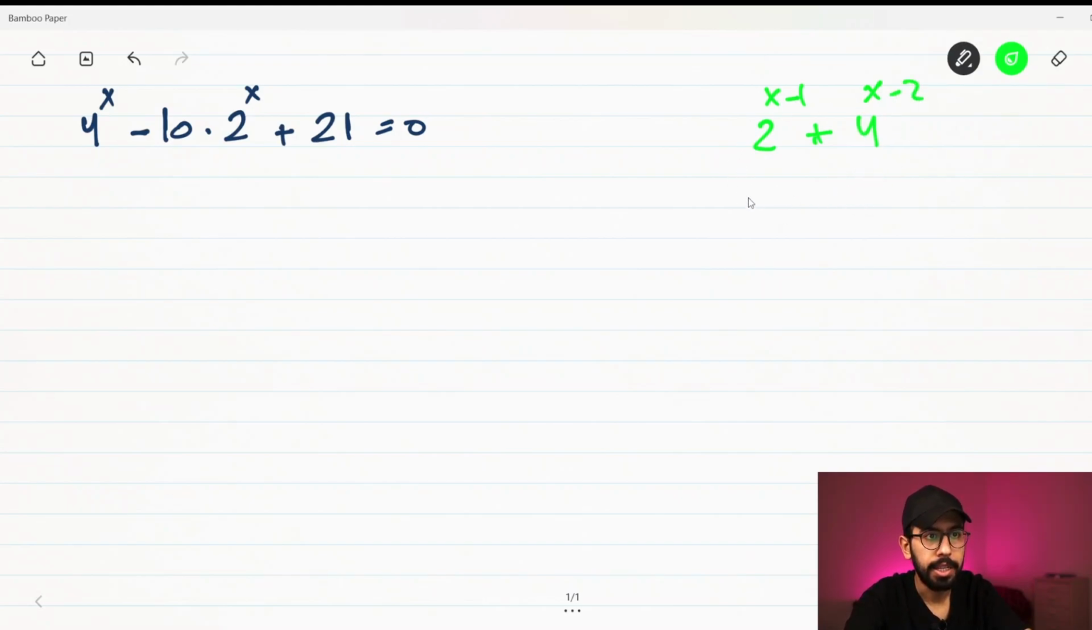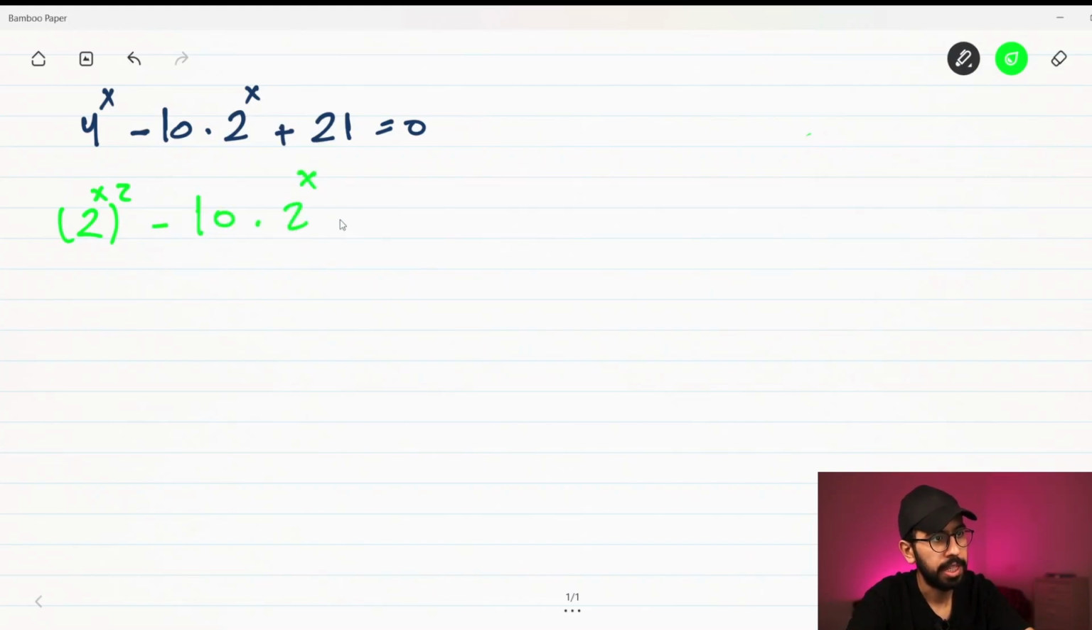So here, let's say, 2 to the power of x minus 1 plus here to be 2 multiplied by 2 to the power of x minus 2. So now we have the same bases and we can solve the two of them together. And here we need to do the same step too. So it will be 2, because 4 is 2 to the power of 2, equals 4. So we can type it like that: 2 to the power of 2x minus 10 divided by 2 to the power of x plus 21 equals 0.